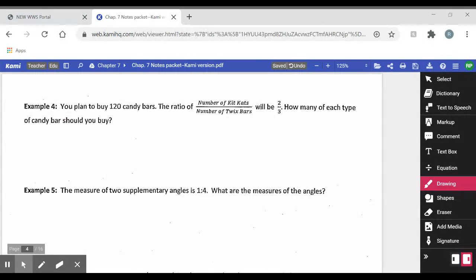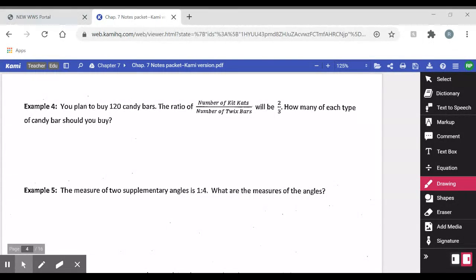Okay, if you look at the next part on example 4, it's kind of a little word problem here. And it says, you plan to buy 120 candy bars. The ratio of the number of Kit Kats to the number of Twix bars will be 2/3. How many of each type of candy bar should you buy? So there's different ways that you can do this problem. I'm going to show you the 2 different ways, and then you can decide which way you like better or which way makes more sense to you.